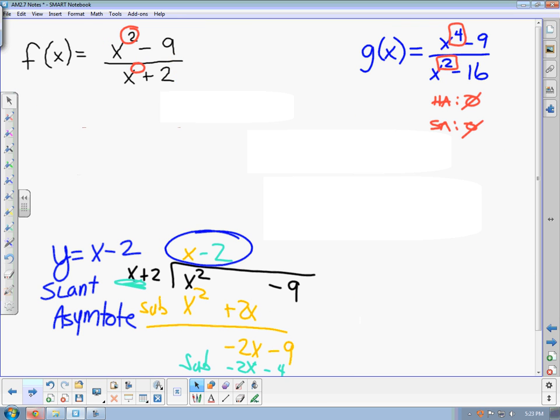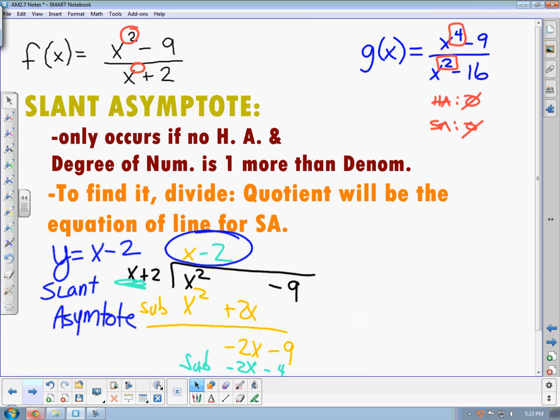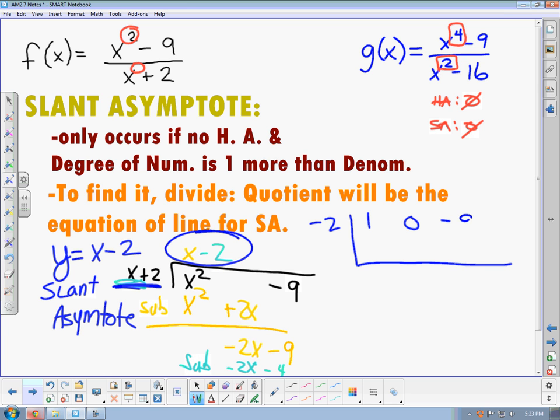All you need to do is divide the two things. And like I said, if you have some linear function in the denominator, then you can do it synthetically and put your negative 2 out here and do 1, 0, and negative 9 and go through the whole process, and you'll still get the same answer.